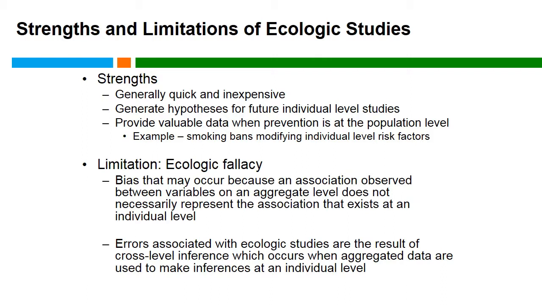The major limitation to the ecologic study design, however, is what we call ecologic fallacy. This is the bias that may occur because an association that we observe between variables on an aggregate level, at the population level, does not necessarily represent the association that exists at the individual level. Errors that are associated with ecologic study designs are the result of this cross-level inference that occurs when aggregate data are used to make inferences at an individual level.